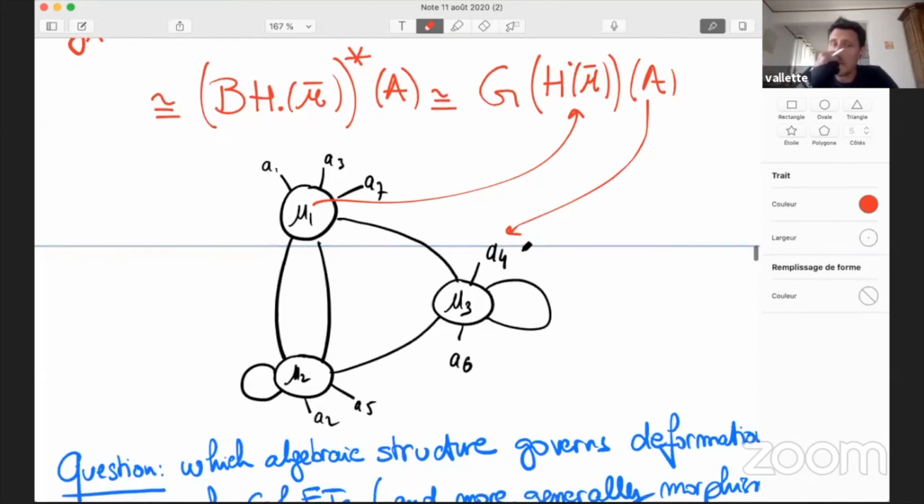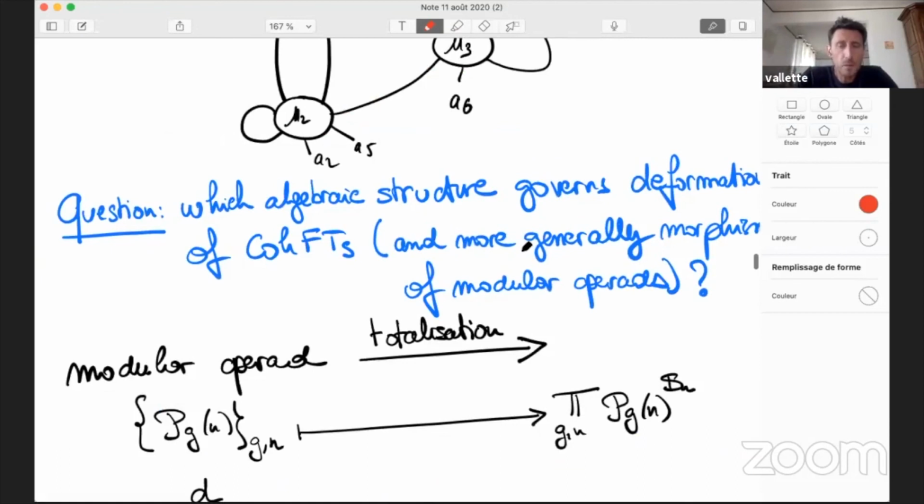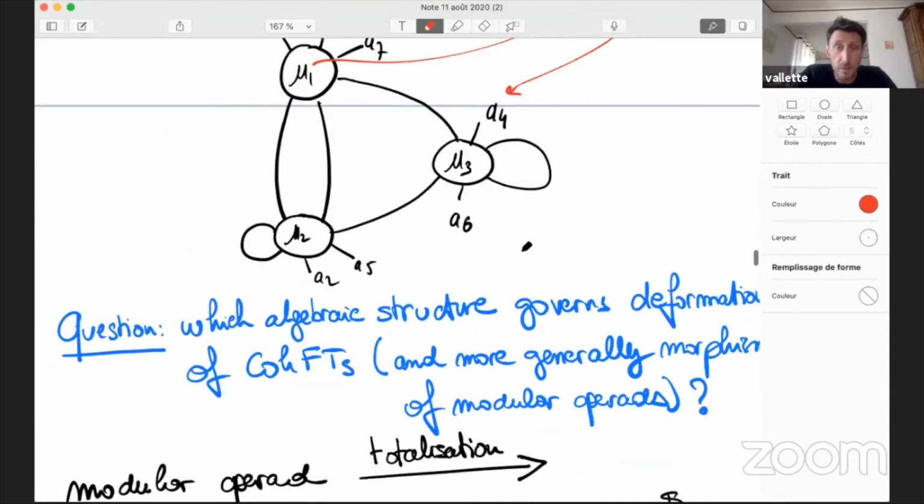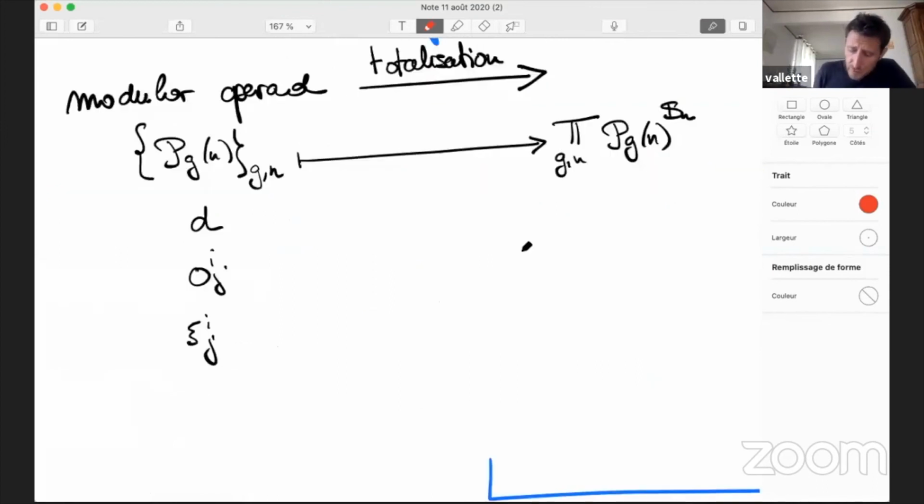Now you can ask yourself, okay, good. When I was looking at the deformation complex of operad maps, it was a pre-Lie algebra. What about here? So what is the structure of this guy? Well, you do what you usually do. You take the totalization of your space. Each time you have a modular operad, you can take the product of its components, okay? So D gives a D.